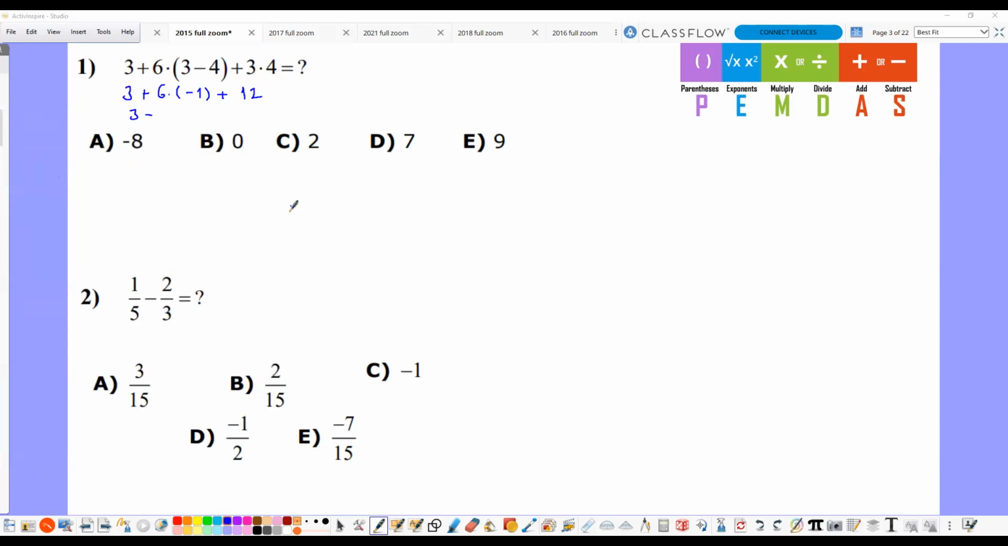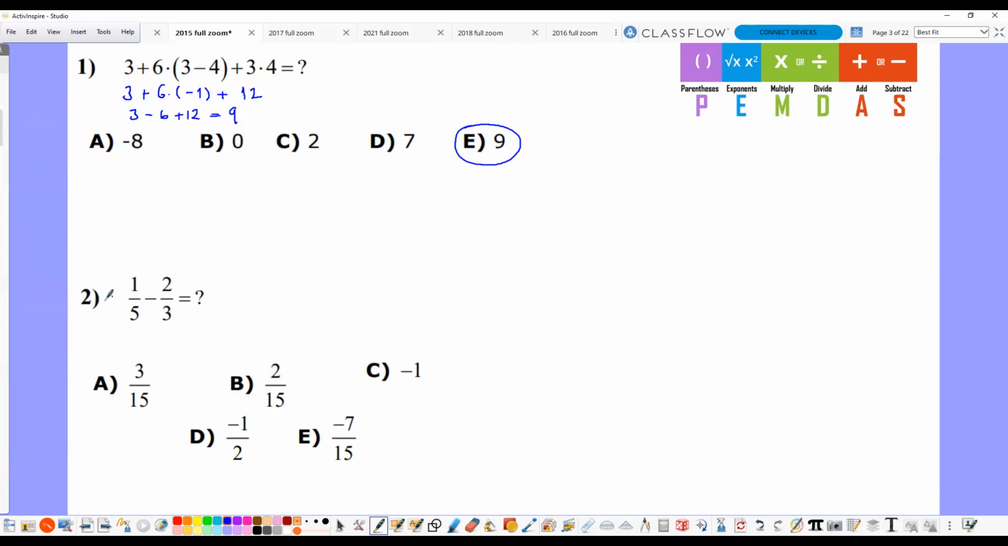Okay, and 3 minus 6, it's going to be plus 12 here. 3 minus 6 plus 12, it's going to be equal to minus 3 plus 12, it's going to be equal to 9. So the answer is E.